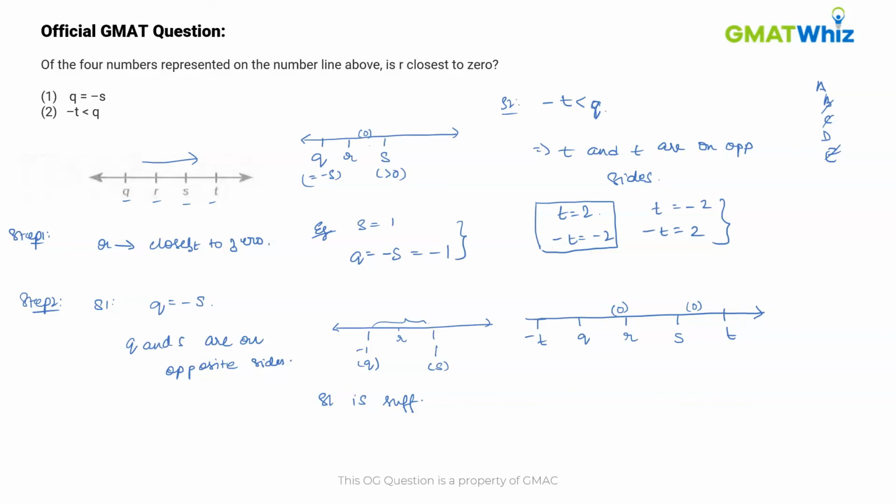So we conclude that statement 2 is insufficient, as we cannot find if R or S is closest to 0. So from the given options, the correct one is option A.